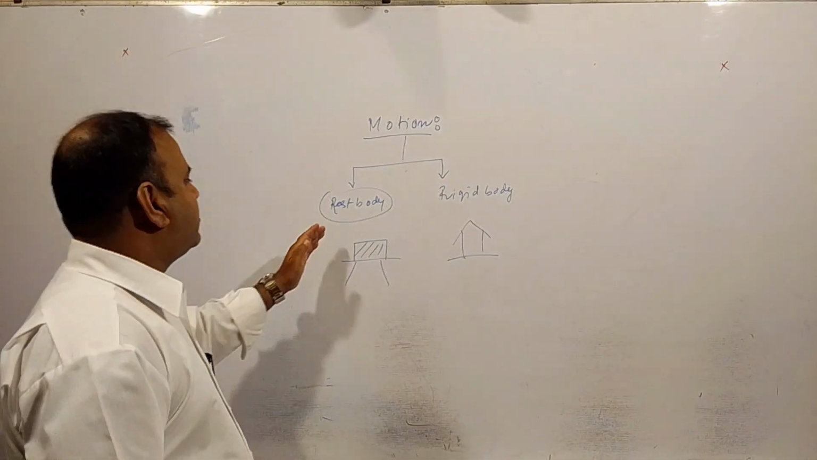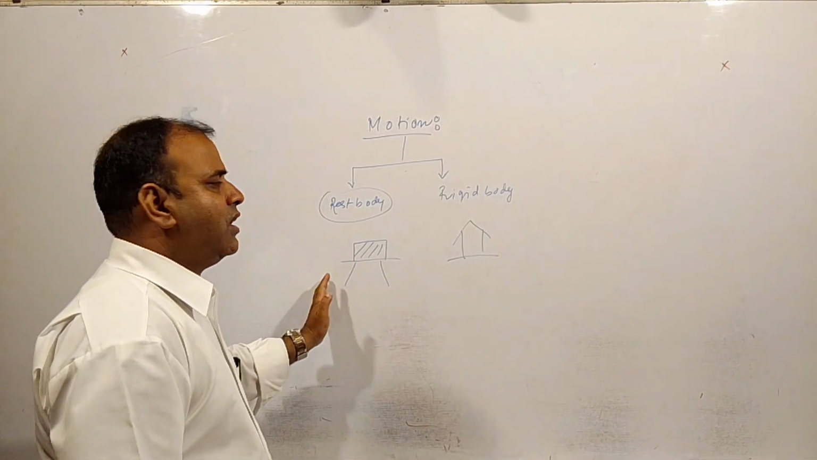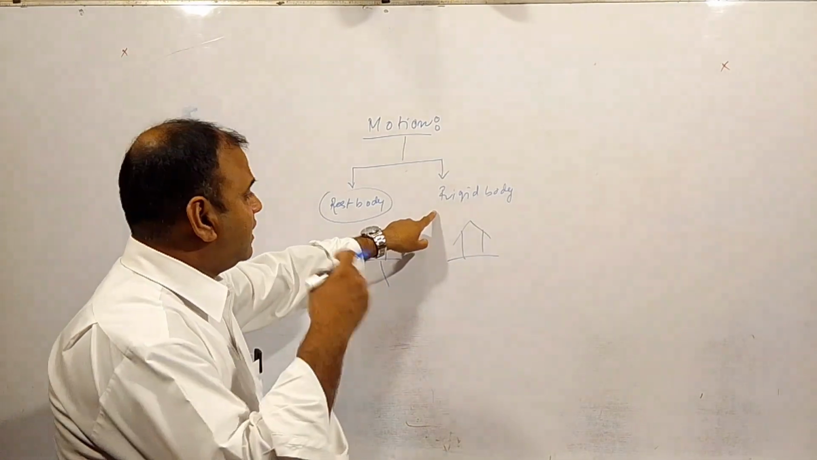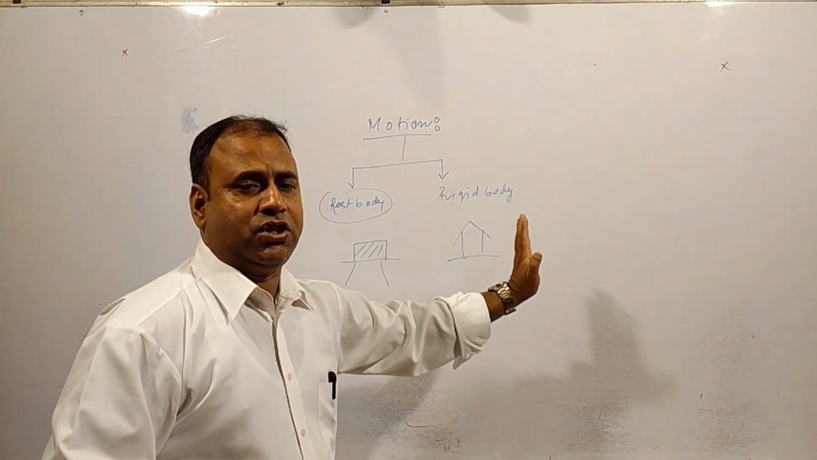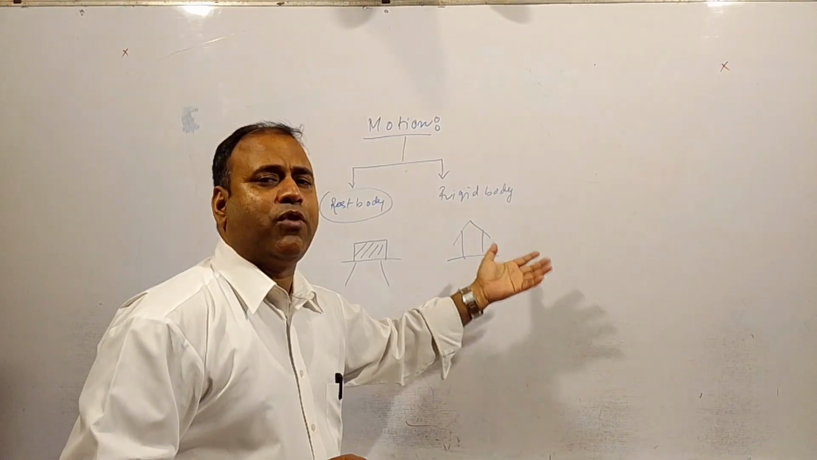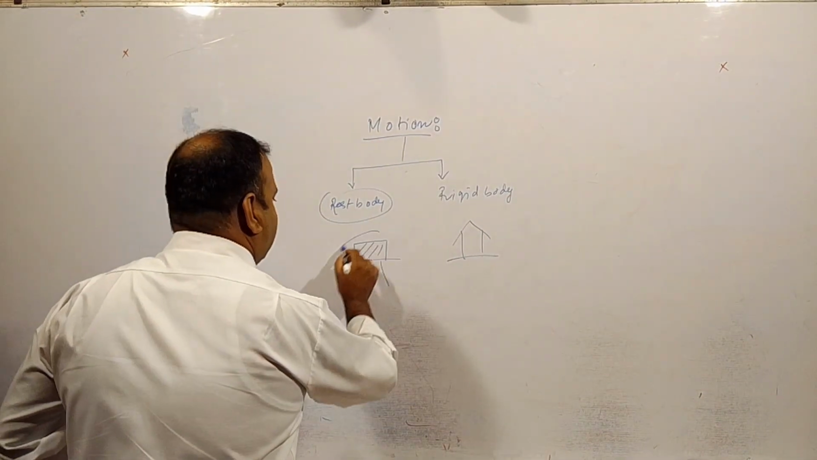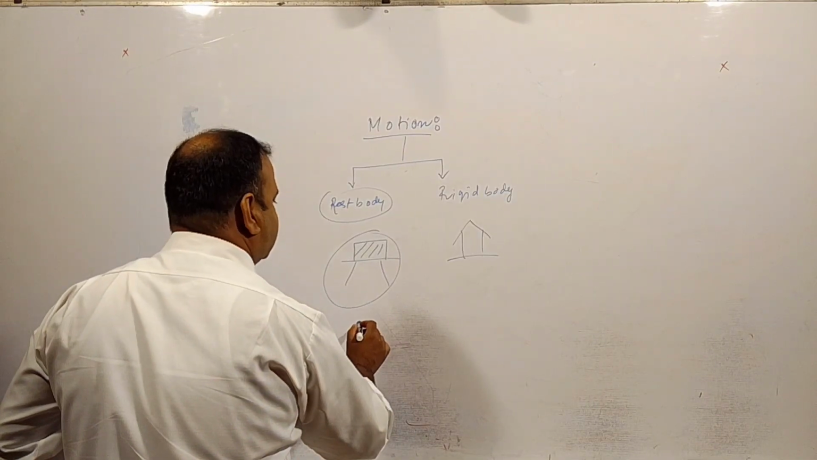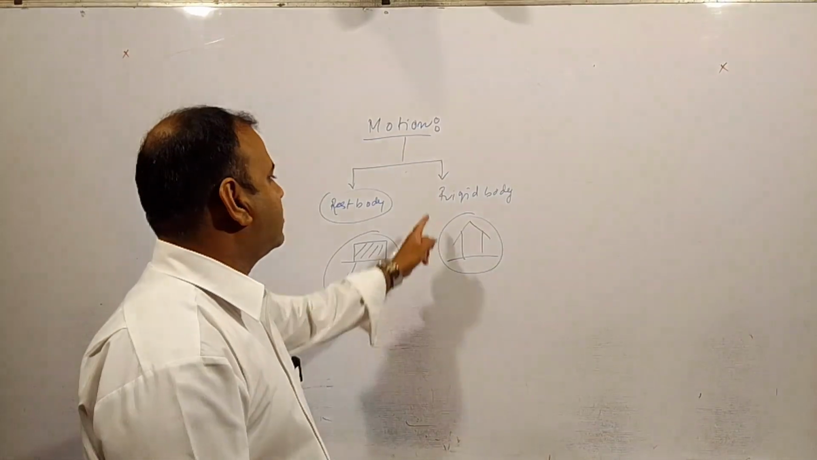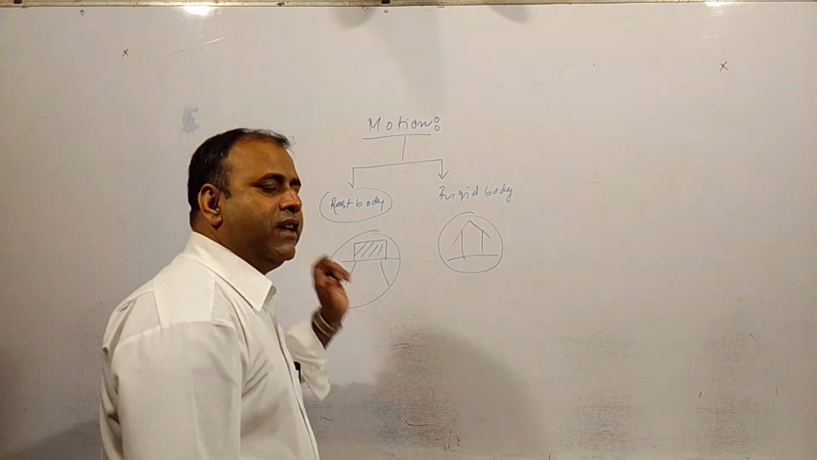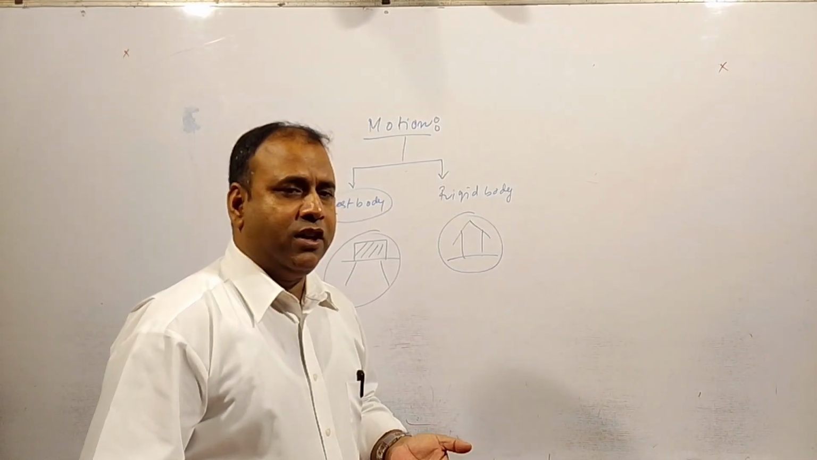You remember, a rest body means the body which is at rest, and we can also change its position. But a rigid body is also in a rest position, but we cannot change the position. We cannot shift it from one place to another place. Here you see the building. This table we can shift from one place to another place, but the building cannot be shifted. That is why this is called a rigid body, and this is called a rest body. Now, in this chapter, I am doing a revision part.